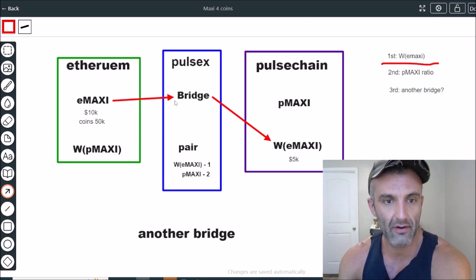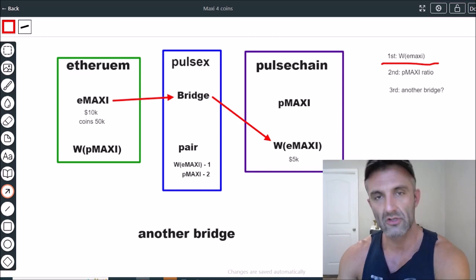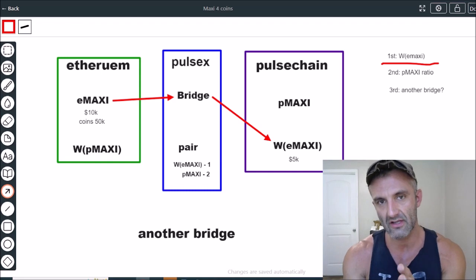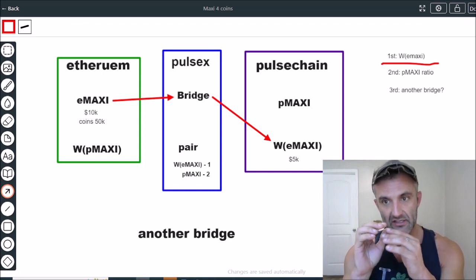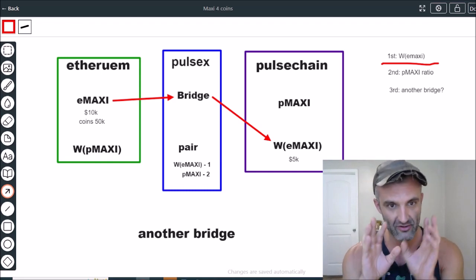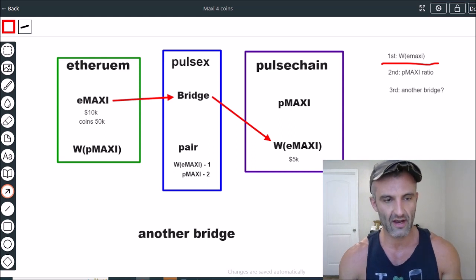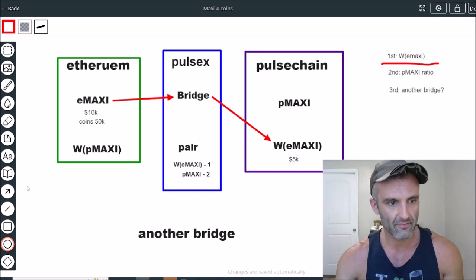They're going to lock up their E-Maxi, and then they're going to get wrapped E-Maxi on this side. So we have to understand this piece of it, and then we're going to dive into P-Maxi, right? Because we want to understand this thoroughly to understand what is going on here. Well, let's take a look at this.